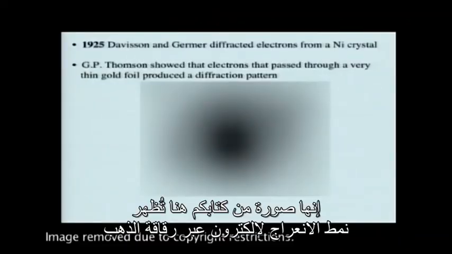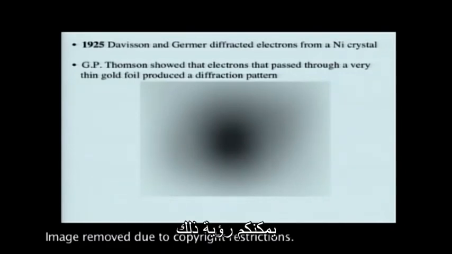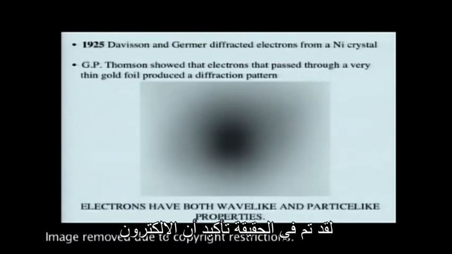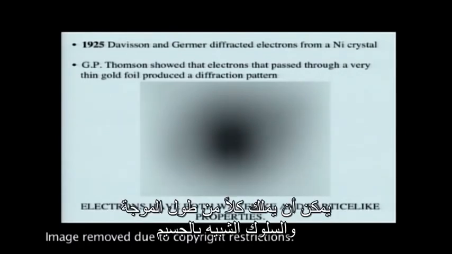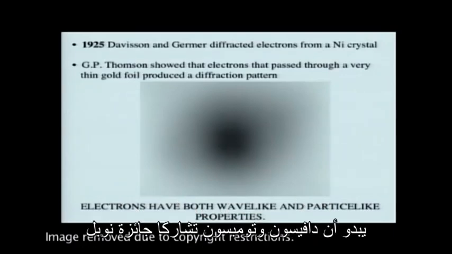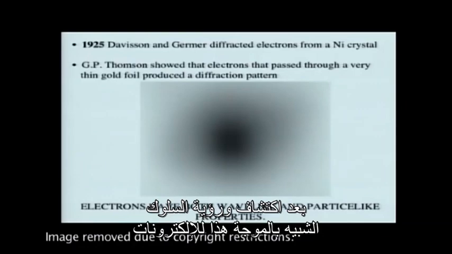And this is a picture, whoops, that is not. Okay, that is. It is a picture from your book here showing the diffraction pattern of an electron going through that gold foil. So you can see that, in fact, it's confirmed that an electron can have both wavelength and particle-like behavior. And it turns out that Davisson and Thomson shared a Nobel Prize for this discovery of seeing the wave-like behavior of electrons.